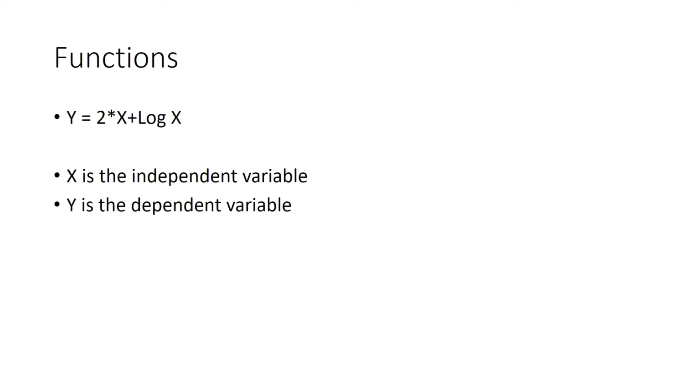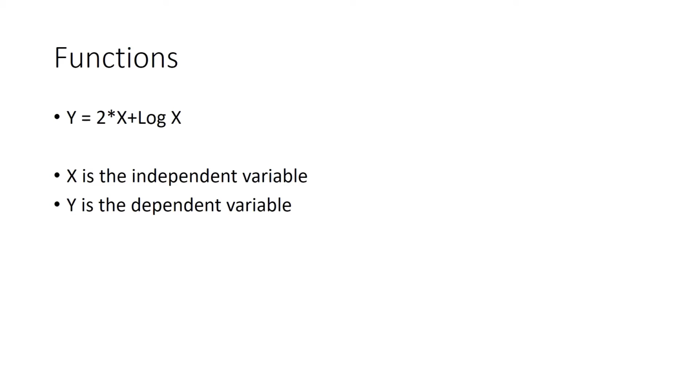Here x is what we call the independent variable. You can decide on the value of x independently. And y is what we call the dependent variable, because the value of y depends on the value of x. Okay. So this is the scenario where we have a closed form expression between the dependent variable and independent variables.